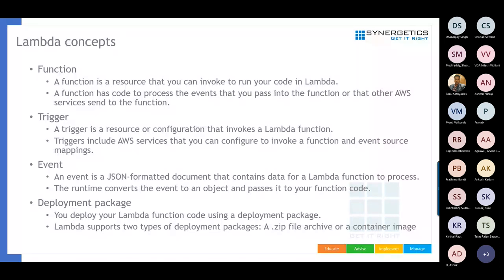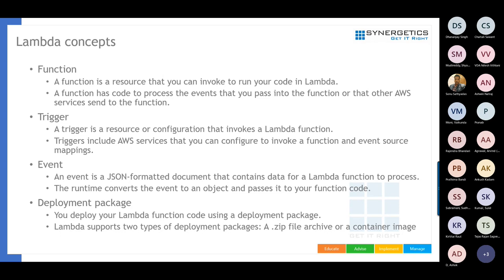The runtime converts the event to an object and passes it to the function. So whenever the event is raised inside our trigger resource, the runtime is going to convert that as JSON data.